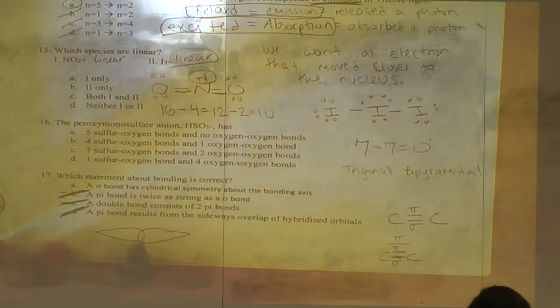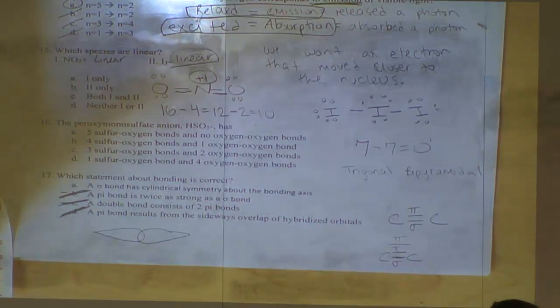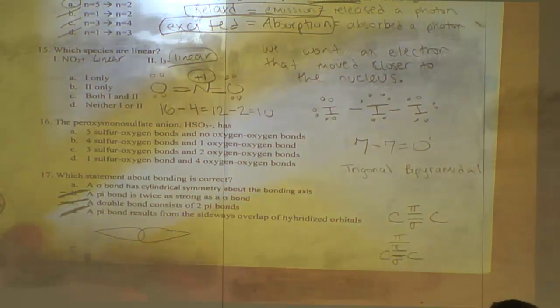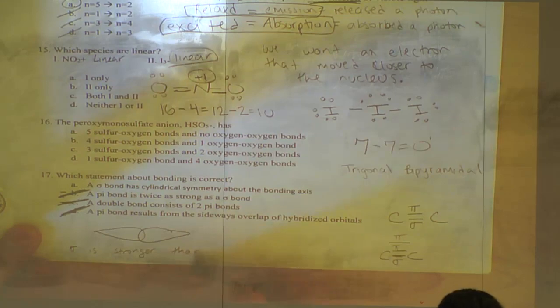When we look at a pi bond, it's two objects coming together face on. So that makes a single bond. If you think about it, a sigma bond is stronger than a pi bond, actually. So if you want to write that just to know it: sigma is stronger than pi bond. So that right there is a concept.